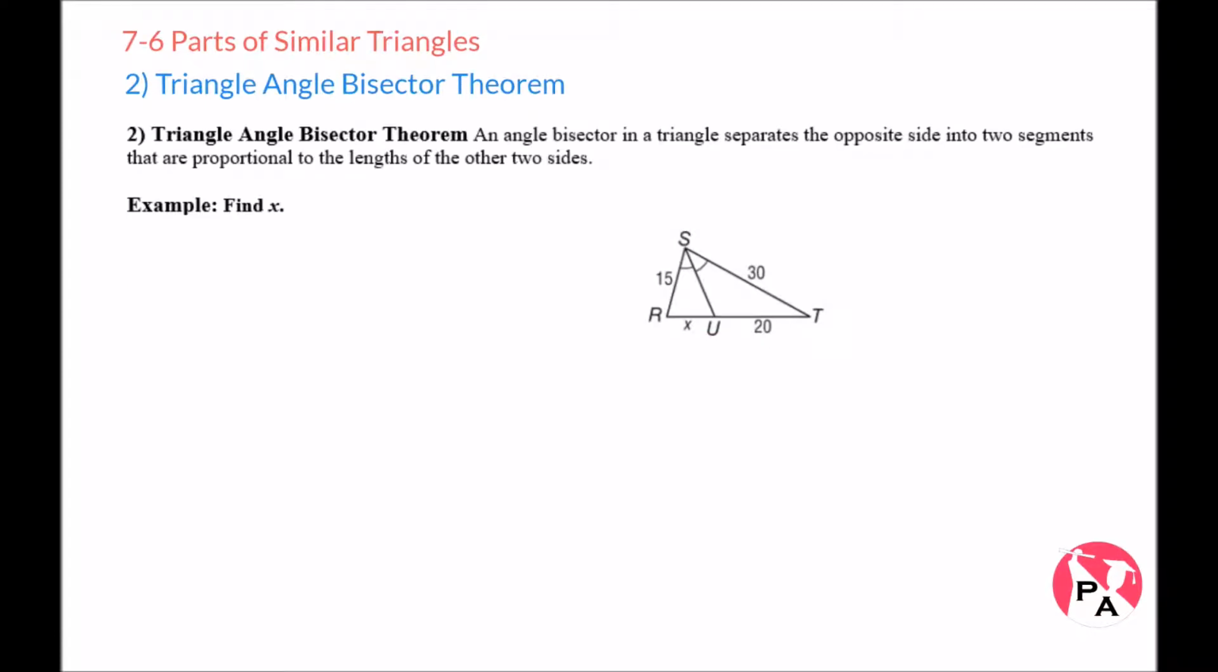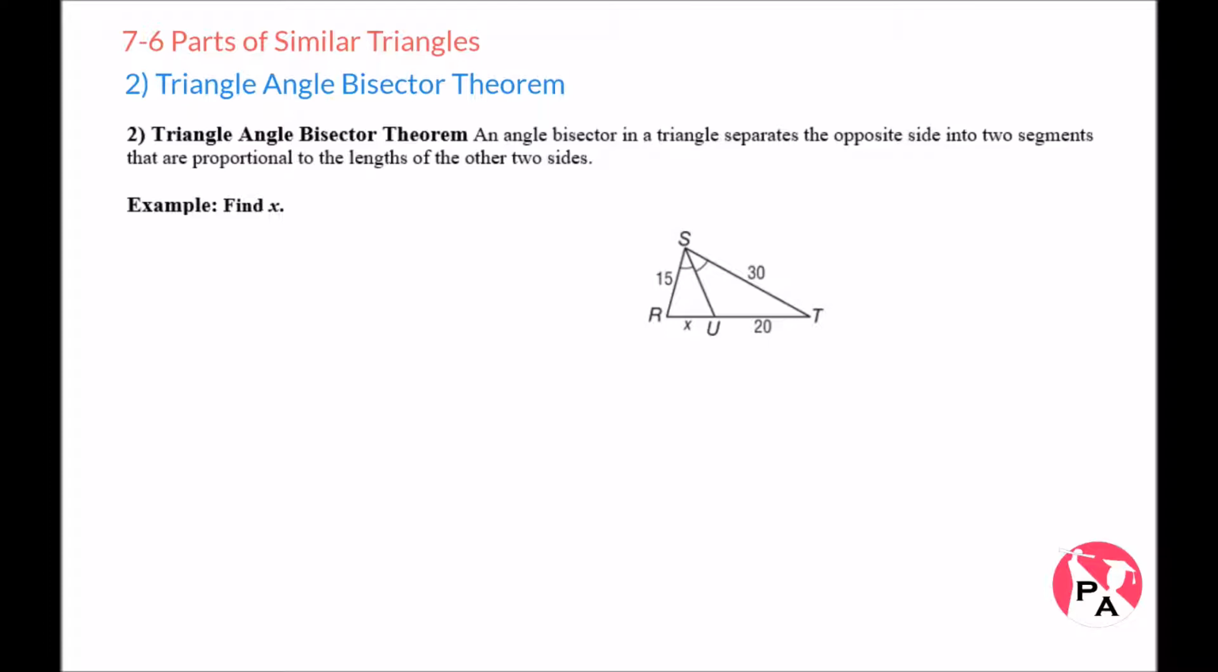The second part of the lesson is about the triangle angle bisector theorem. This theorem basically tells us that if you have an angle bisector in a triangle, like this segment SU here, it divides the triangle into two proportional parts. There are at least two ways to write down a proportion for these kinds of triangles. I'm going to explain it on the example.